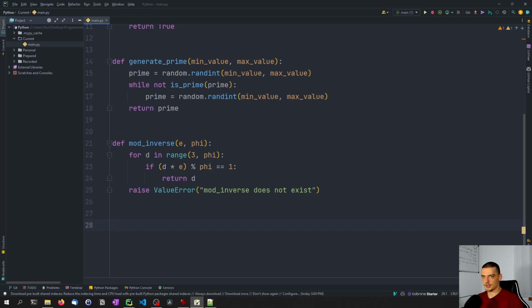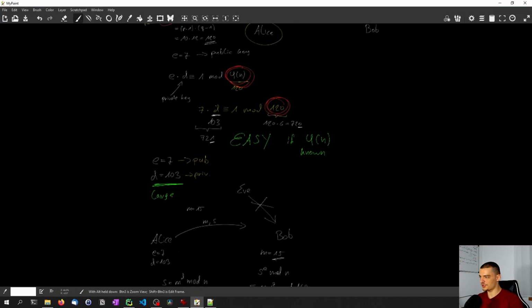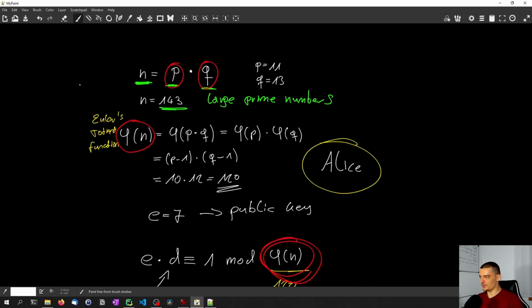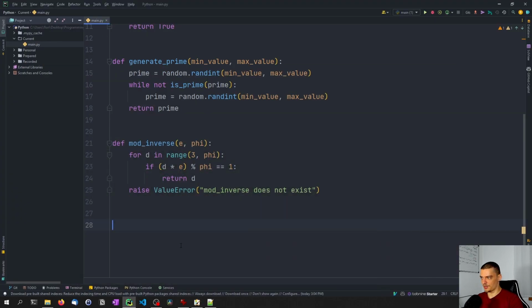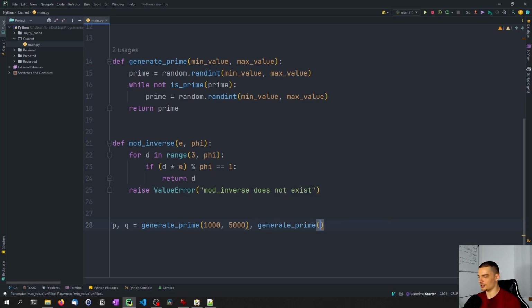we followed in here. So remember, the first thing that we did here was generating two large prime numbers and getting the product, which is n. So we're going to say now p and q are going to be generate prime from, let's say, 1,000 up until 5,000. Still not large prime numbers, but a little bit larger than what we had before.